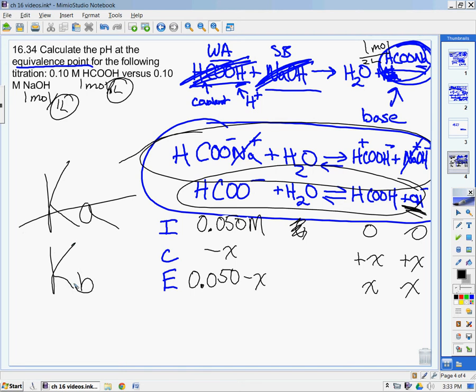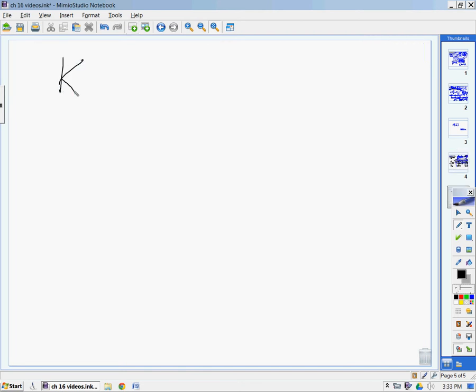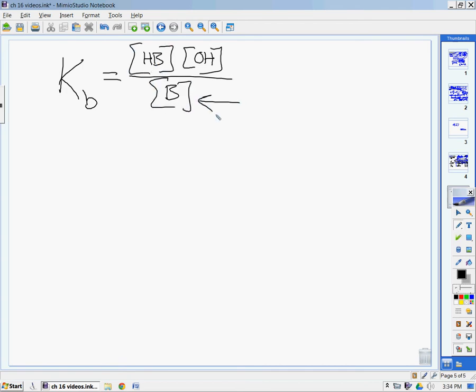All right, here's why we're supposed to use Kb. Because Kb is equal to OH times the conjugate acid, whatever that is, over the base. So the base and its conjugate acid, which is HB. All right. Well, in this case, the base is really the HCOO thing, and this is the formic acid. And so OH is there.